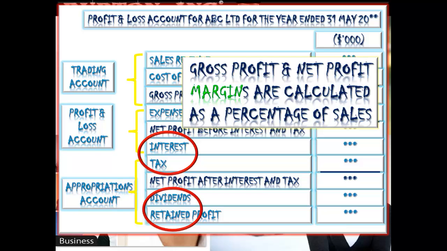Just some key calculations that we can pull from the profit and loss account. We'll look at this more in the section after this, when we look at ratio analysis, but gross profit and net profit margins can be calculated as a percentage of sales. Everybody wants to know what sort of profit margins a business is making. So we'll look at gross profit as a percentage of sales revenue, and net profit as a percentage of sales revenue as well. Key figures those, but we'll come more to them at a later stage.